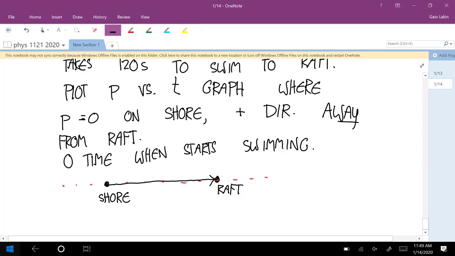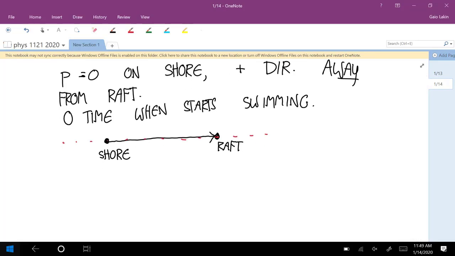Okay, well, the swimmer is at the shore at 0 seconds. And what's the position of the swimmer at the shore? 0. And we chose this as our 0 position, and we chose this as our positive direction. When the swimmer gets to the raft, the time is 120 seconds. And what's the position? Yep, the distance is 50, and then it's in the negative direction, so this is negative 50 meters.